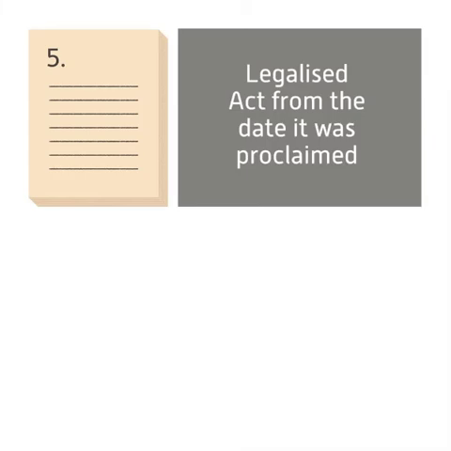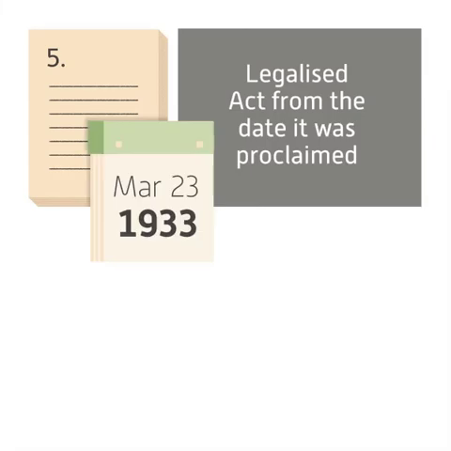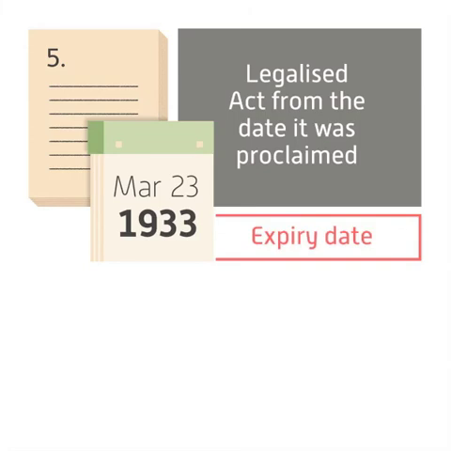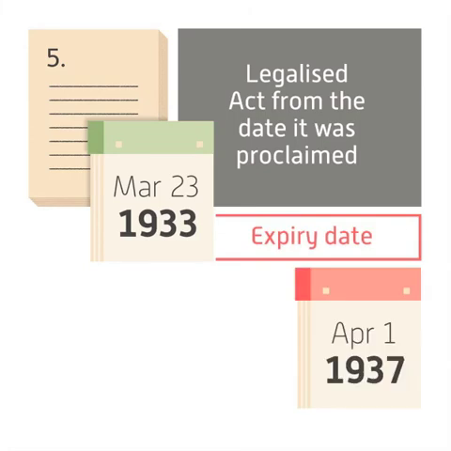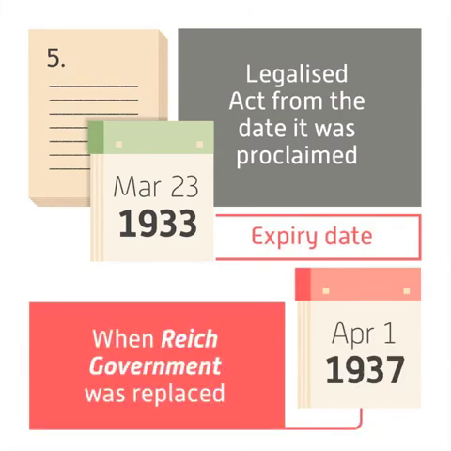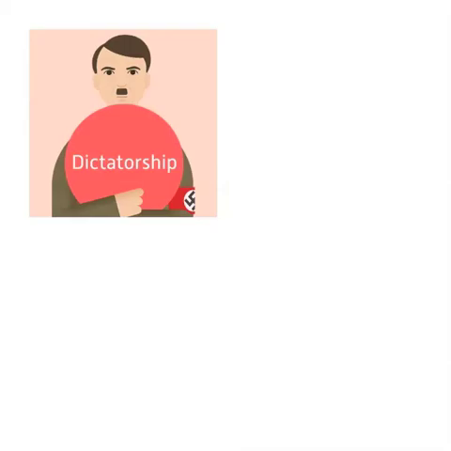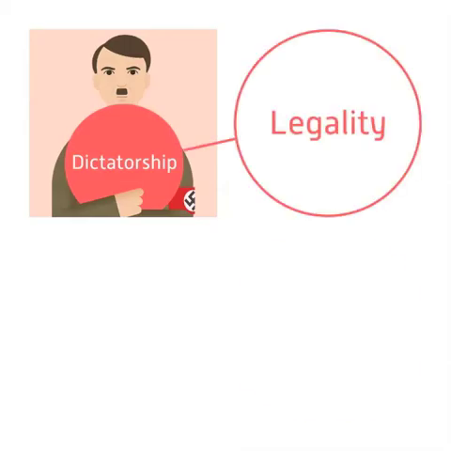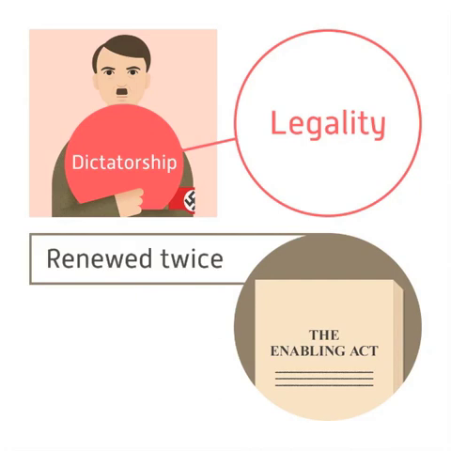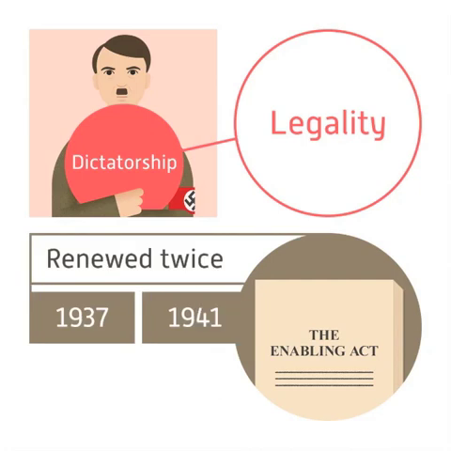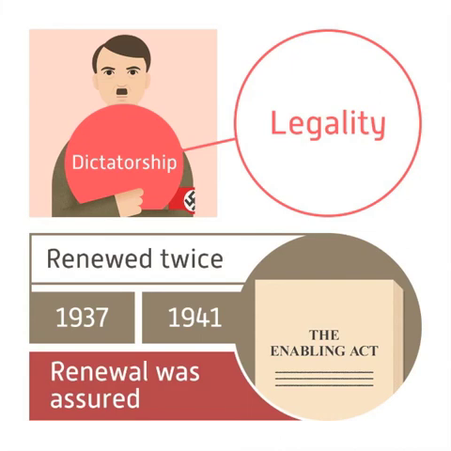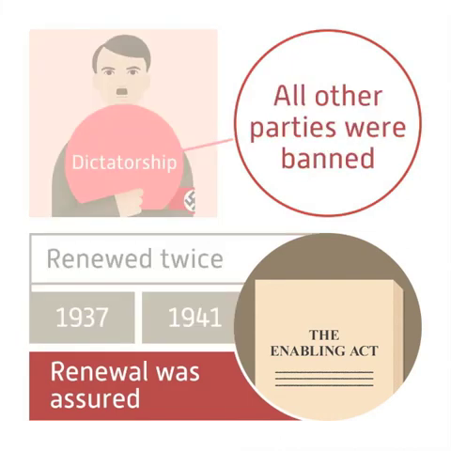The 5th article of the Enabling Act simply legalized it from the date it was proclaimed, the 23rd of March 1933. It had an expiry date of either the 1st of April 1937 or when the Reich government was replaced. Due to the great care that Hitler took to give his dictatorship an appearance of legality, the Enabling Act was renewed twice, in 1937 and then in 1941. However, its renewal was practically assured, as all other parties were promptly banned.